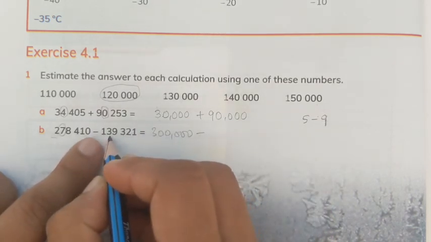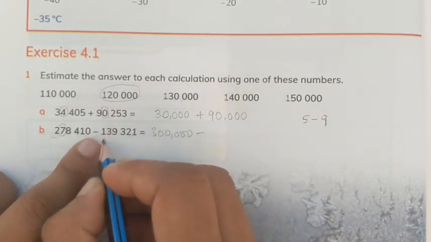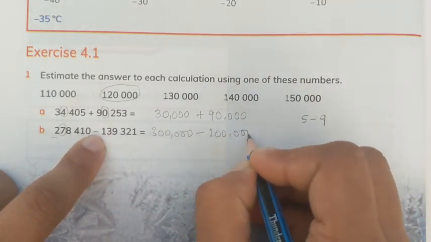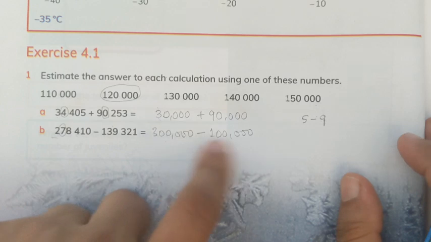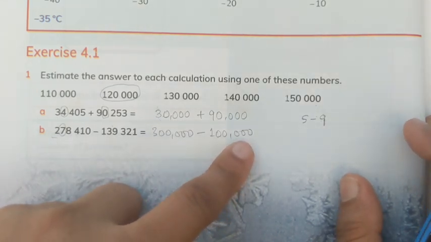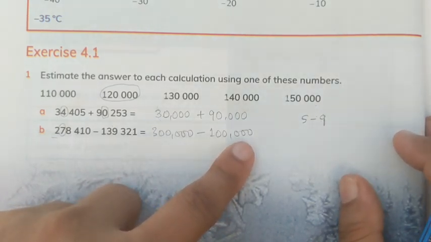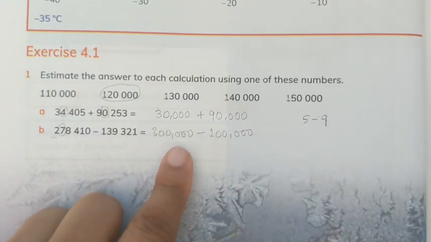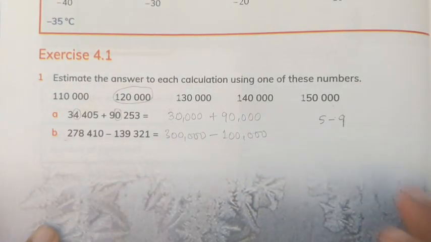Again we circle the second digit, and since it's not a special digit, we keep the 1 as it is, and it becomes 100,000. Upon subtracting them, 300,000 minus 100,000, what are we going to get? We will get 200,000, but we are not going to take this one since we do not have any such option.